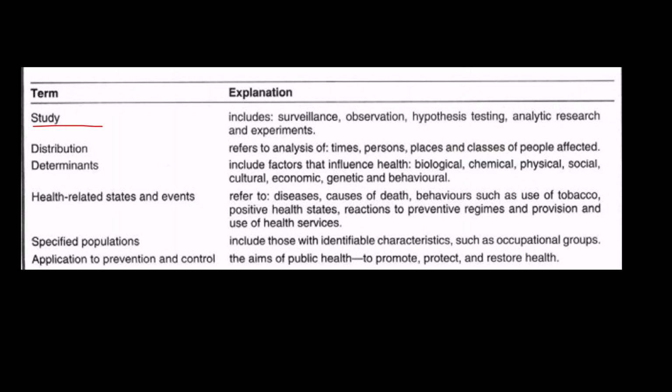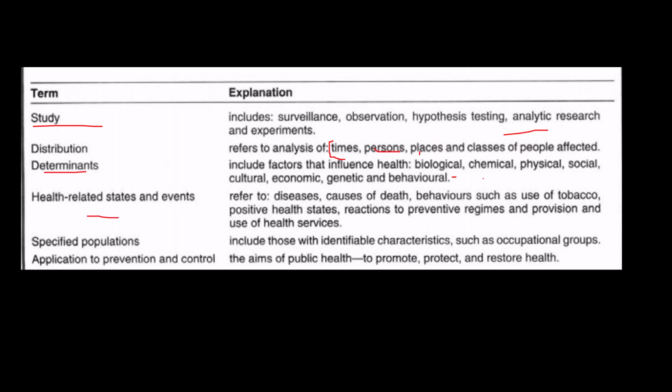Study means not only surveillance, but observational studies, experimental or analytical research. Distribution means we can ask when it spread, where it spread, among whom, and which classes of people were affected. Determinants are the cause or root factors. They can be divided into many factors: biological, chemical, physical, social, cultural, economic, genetic, and behavioral. We can take an example in the next slides.